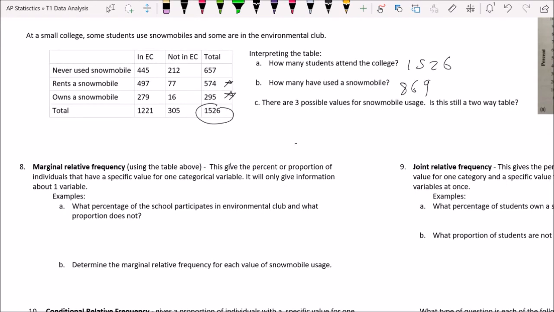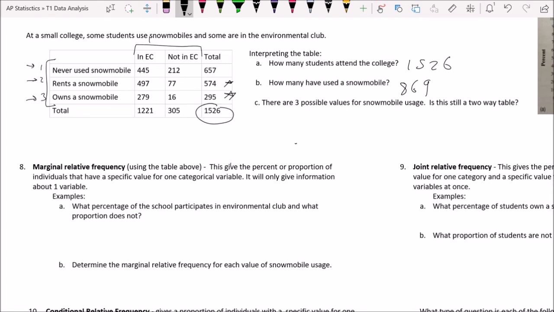And so there are 3 possible values for snowmobile usage, and here they are. 1, 2, 3. Is it still a two-way table? Now we learned that a two-way table is a representation of 2 variables in a table. So how many are there here? You might be tempted to say that there's 3 variables, but there's not. There's actually only 2 variables. One variable is snowmobile usage. There are 3 different values that that variable can take on, but this is one variable. The other variable is environmental club status, whether you're in it or not.